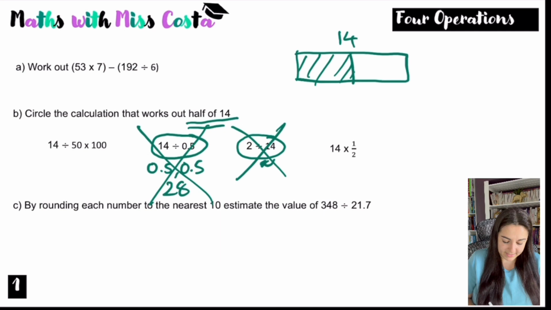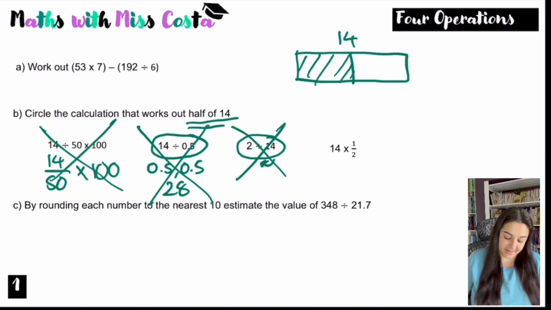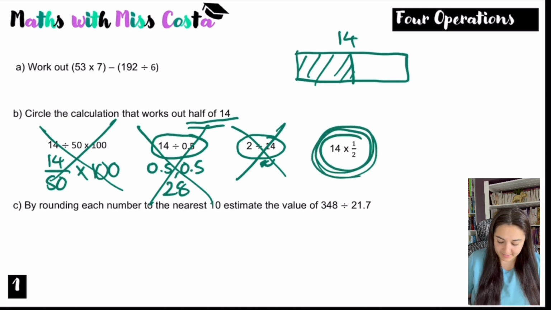Then we've got 14 divided by 50 times by 100. Well, perhaps people might think that 50 over 100 is the same as a half, but that does not give us the correct calculation. 14 over 50 times by 100 is the same as 14 times by 5,000. That would give us a vastly incorrect answer. So that leaves us with this, okay, 14 times by a half.